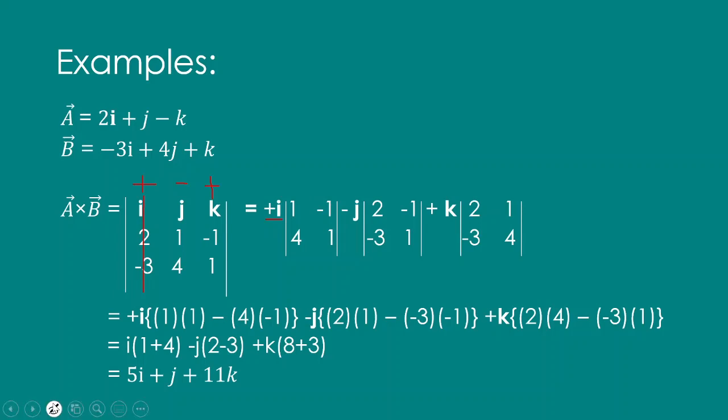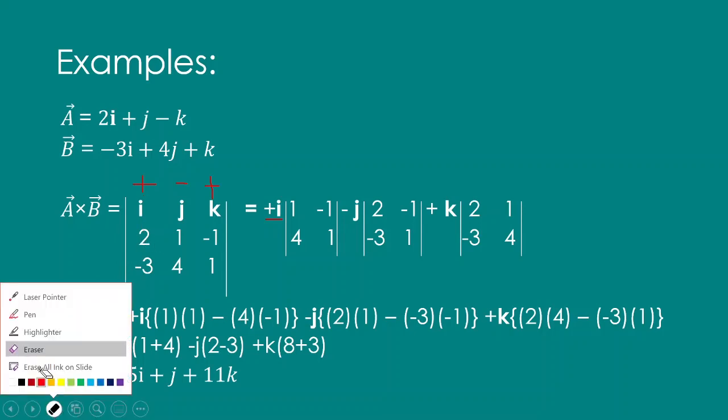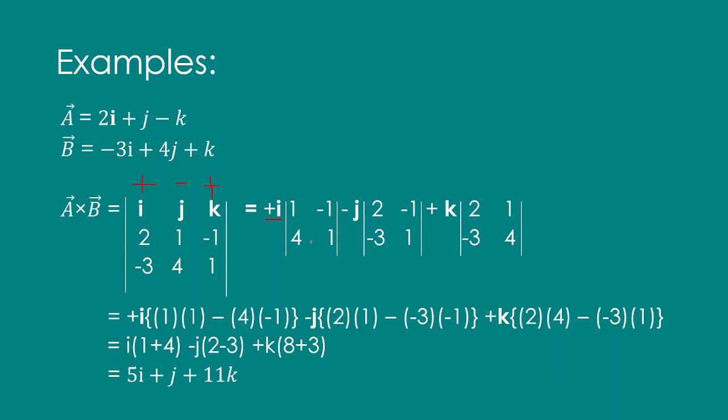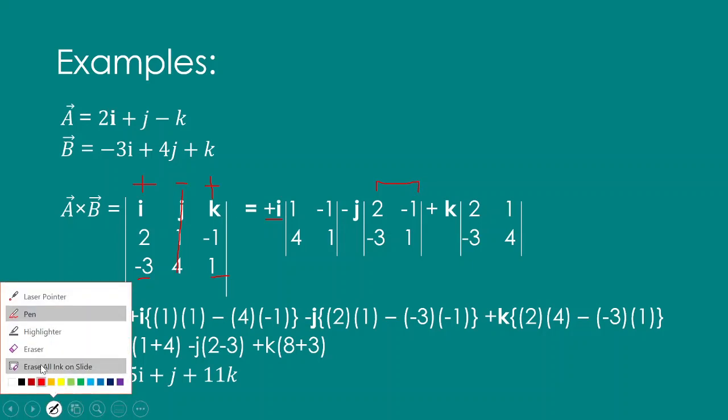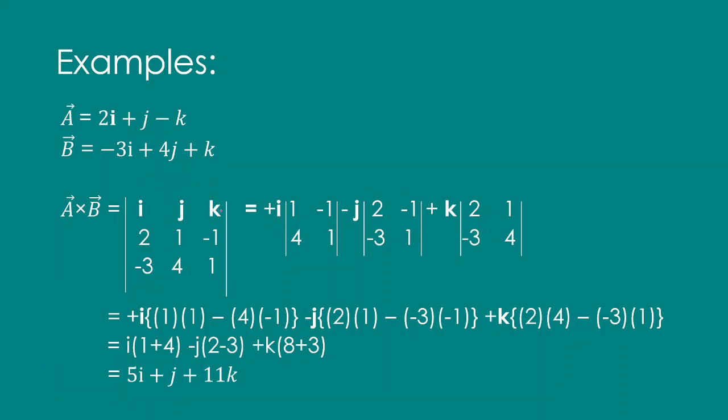Now to find for J, we can write negative J, and we cover J. So if we cover J, 2, negative 1, negative 3, and 1. So that's what we have right here. Similarly, on your paper, you can cover the K, and then you have the positive K, so you have positive K here, so 2, negative 3, and 1, and 4.